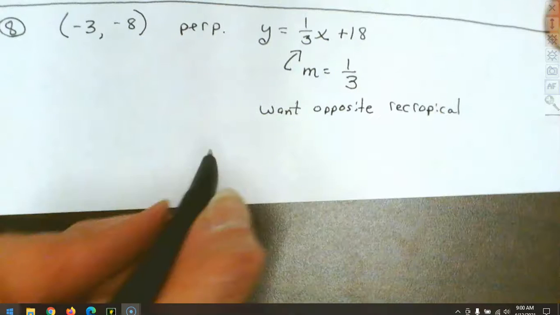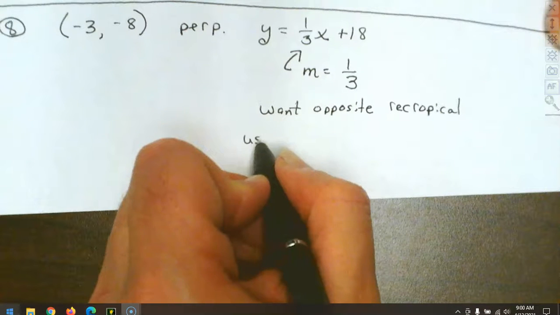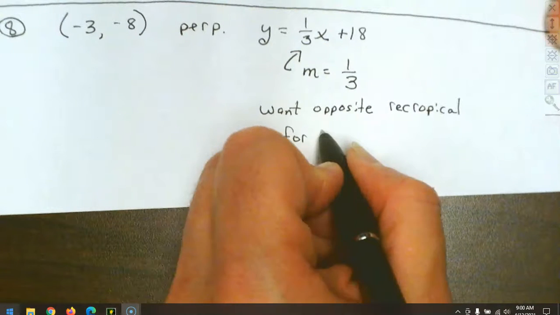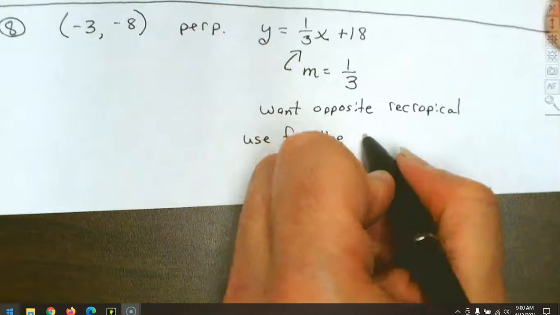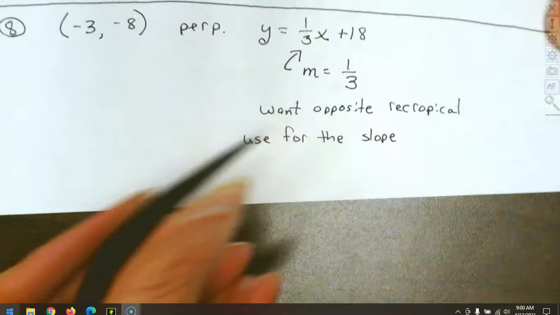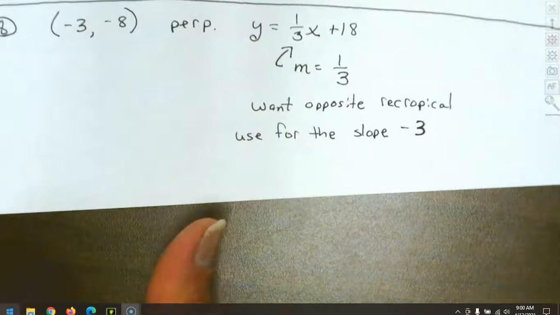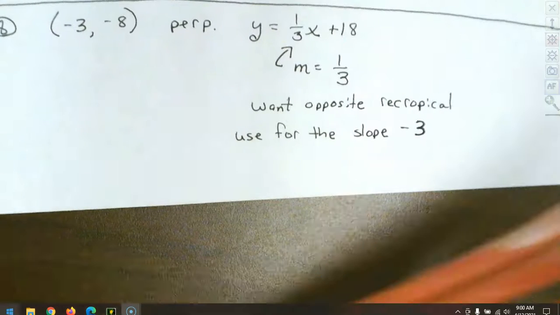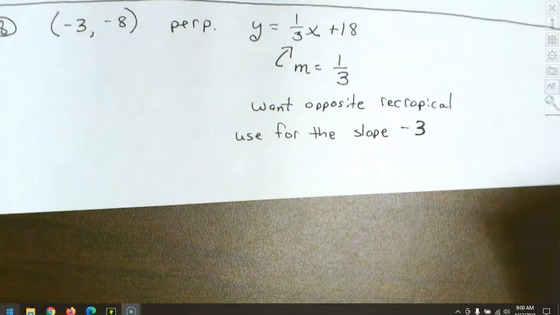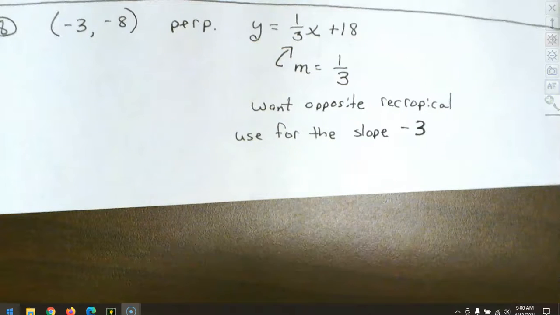So what are we going to use for our slope then? Yep, to use for this slope, we're going to use minus 3 because I flipped it over and I changed my sign. Okay, took the opposite. Now what do we have?